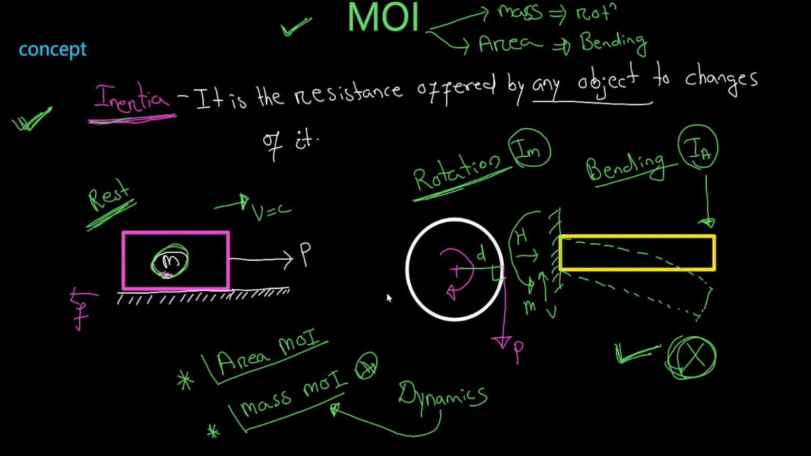So what is the moment of inertia? We have discussed inertia. Now we will take the moment of that, about a specific axis. That will be the moment of inertia, and this applies to mass moment of inertia. So let's discuss the concept of mass moment of inertia. What is mass moment of inertia?